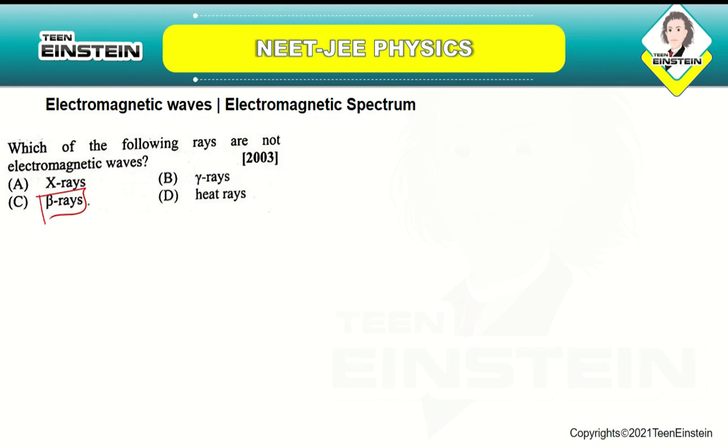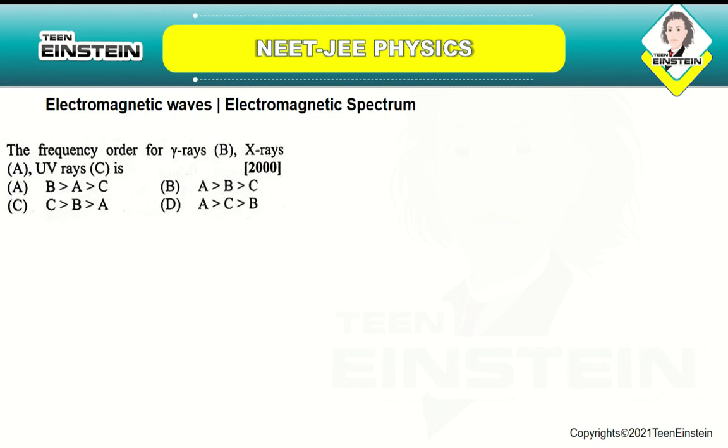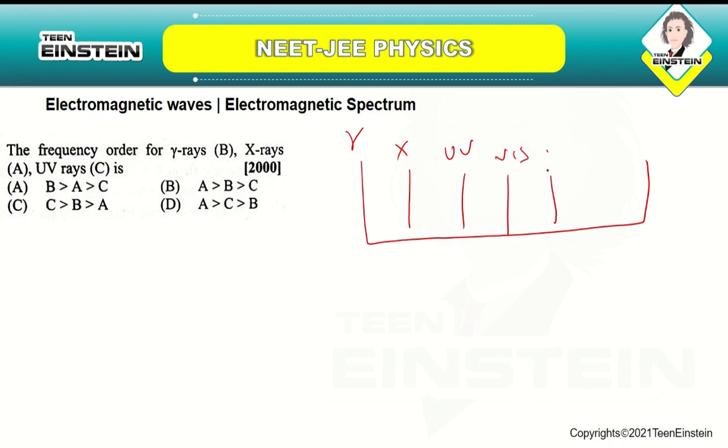Okay, let us now move on to the next question. The frequency order of gamma rays, X-rays and UV rays is. Again the same way, you will have gamma, X-rays, UV, visible, IR, microwave and radio waves. So you know that E equals h nu.